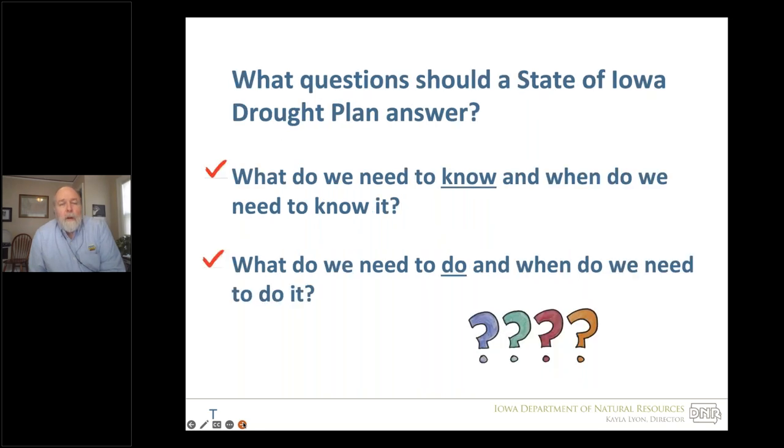We thought about the questions that people would want answers to, and I get these questions a lot, is what's the point of a drought plan? So we wanted to be in a position to help local governments and local utilities and state agencies to answer these questions. What do we need to know, and when do we need to know it? And what do we need to do, and when do we need to do it? The sort of frame the whole discussion is how can we keep things in that context? Next slide.